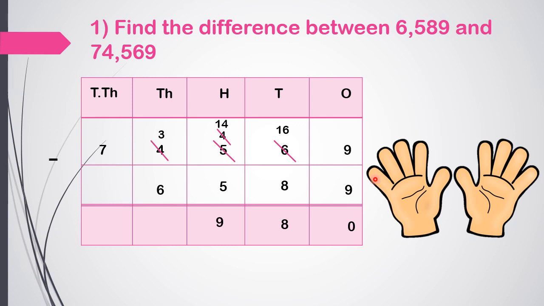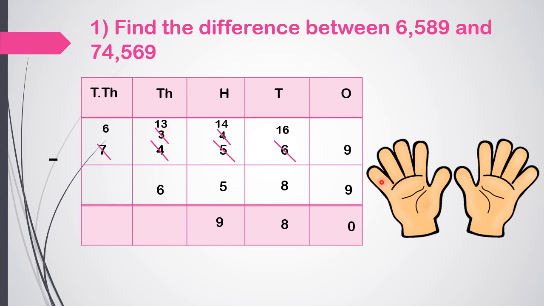If you can do it in your mind, like mental maths, you can do it. Otherwise, you can use your hands, you can use your fingers. Now, next column, the thousands column, 3 minus 6. Can we subtract 6 from 3? No. Then we have to borrow from the previous number. So 7 becomes 6. Then here 3 becomes 13. 10 plus 3, 13. So 13 minus 6.